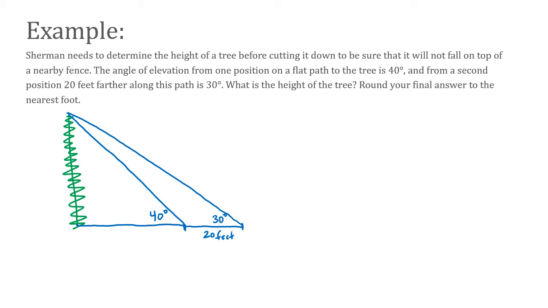I'm going to call the height of the tree h. And don't forget I said we're going to assume that that tree formed a right angle. So I'm going to say let h equal the height of the tree, in feet.